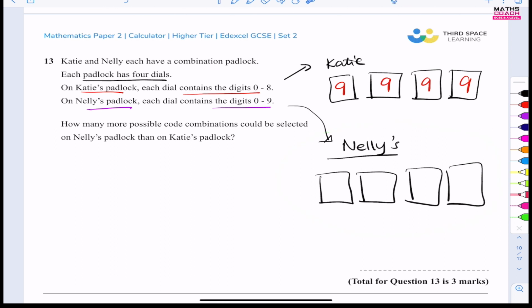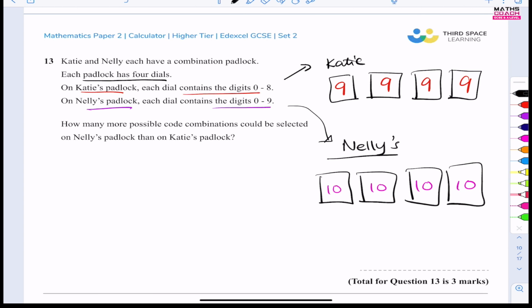Okay, so Nelly's digits can be between 0 and 9. So including 0, there are 10. 10, 10, 10, 10. 10 different numbers here, 10 different numbers here, 10 different numbers here, 10 different numbers here. So just in case, look, this could be 1, this could be like 2, 5, 7. But this could also be 2. This could also be 3. Do you understand? So 10 different numbers can go in there because the padlock can contain digits between 0 and 9.